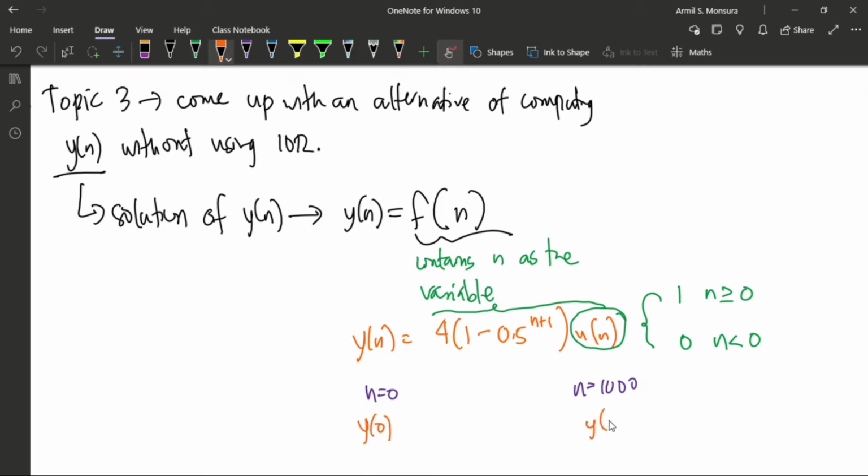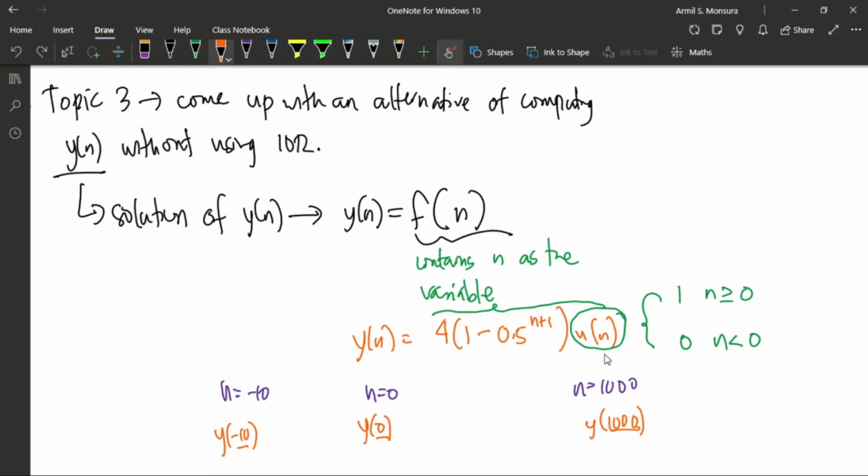Or y of 1,000. Or if you need, say for example, n equals negative 10, you can also compute y of negative 10, simply by substituting this and this to n in our solution. Okay, so this is what we are attempting to find in topic 3.